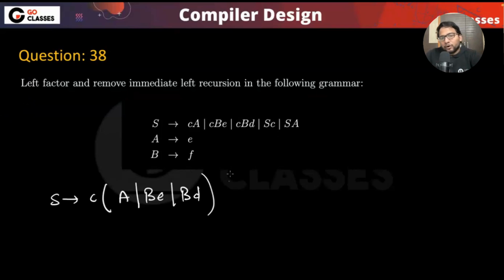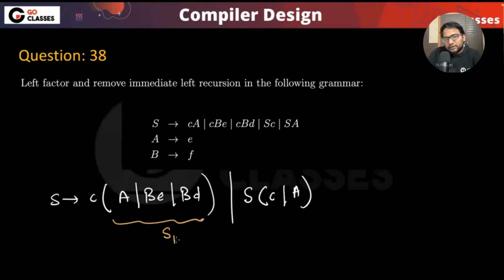And then from here, what do you need to take common? Capital S. This is a small a, capital A. Understood? Now, you can say this is S1 and this is S2. Interestingly, in this S1 also, there is a capital B that is coming. So you need to again do the left factoring for this S1 also.